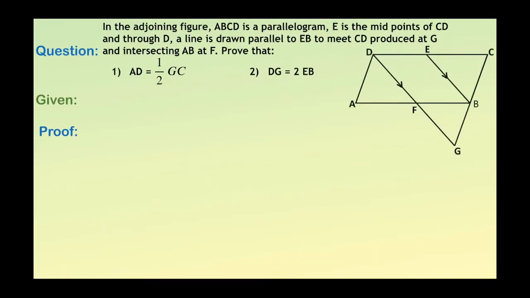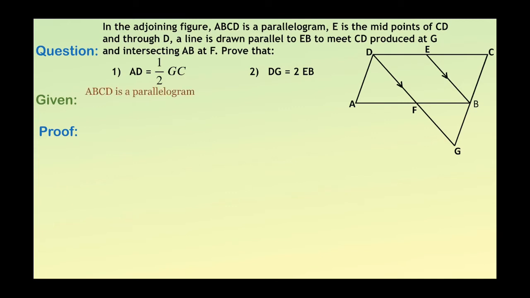Another question says that in the figure ABCD is a parallelogram. E is the midpoint of side CD, and through D a line is drawn parallel to EB to meet CD produced at G and intersecting AB at F. We are required to prove two things. First is AD equals half of GC, and second is DG is twice EB.